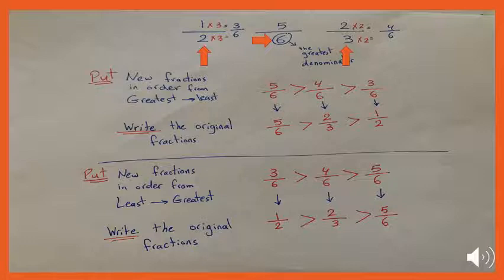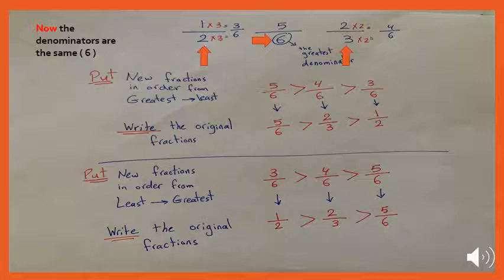Let's go to 2/3. What multiplied by 3 equals 6? Yes, it's 2. 3 times 2 equals 6, and the numerator 2 times 2 equals 4. Now we have equal denominators. Now the denominators are the same. All of them are 6. Now you can order. Put the new fractions in order from greatest to least. Here are the fractions from greatest to least.